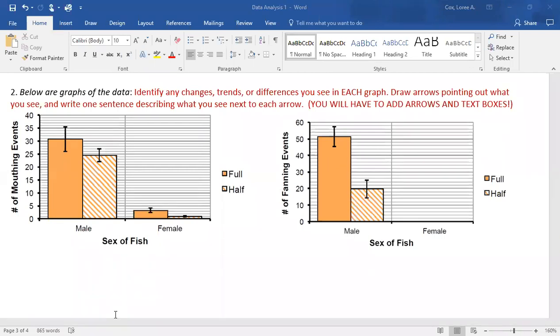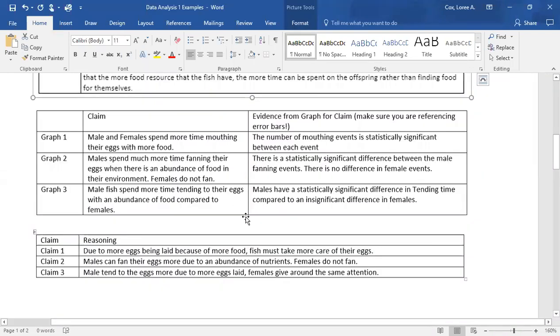So our person said, males spend much more time fanning their eggs when they're, yes. Females do not fan. This would have been a point. There is a statistically significant difference between the male and female fanning events. Good job. There's no difference. There's no difference in female events. We had no data for females.